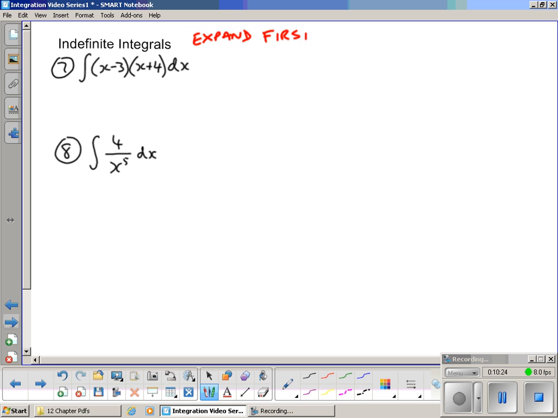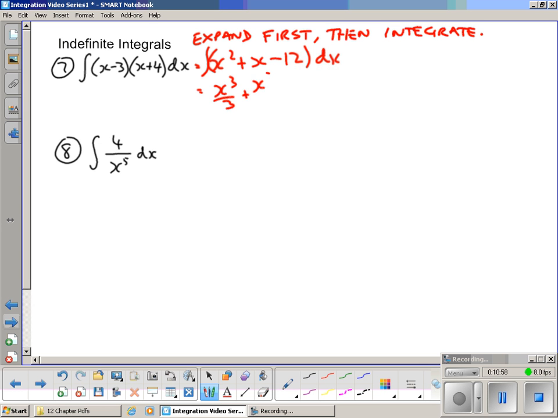Expand first. Then we can integrate term by term. So if we expand those two brackets, just doing FOIL or something similar, we'll get x squared plus x minus 12, integral dx. Then when we're doing that term by term, we'll get x cubed on 3 plus x squared on 2 minus 12x plus c, and that's about it.